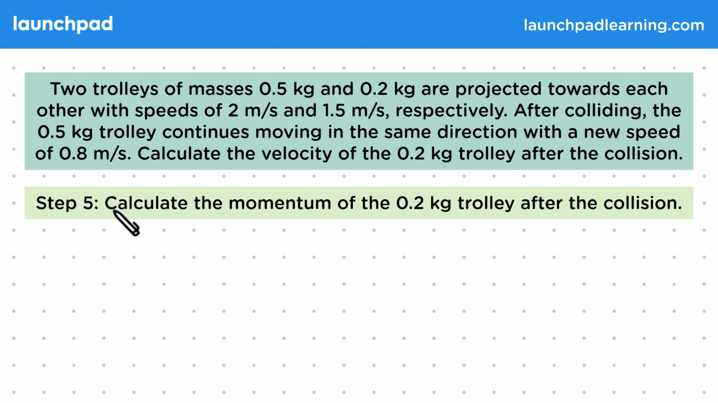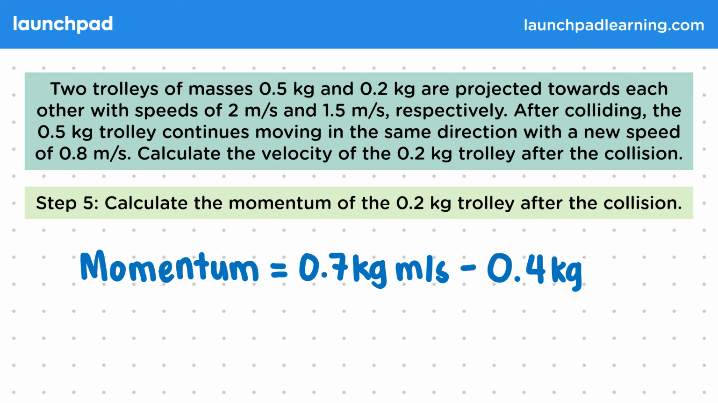Then in step 5, calculate the momentum of the 0.2 kilogram trolley after the collision. So let's sum up what we know so far. We've found that the total momentum after the collision is 0.7, and the momentum of the first trolley is 0.4. So the momentum is equal to 0.7 kilogram meters per second minus 0.4 kilogram meters per second. This gives a momentum of 0.3 kilogram meters per second. Notice that we have a positive value for our momentum, which implies the trolley is now travelling to the right. We'll confirm this when we've calculated the velocity.